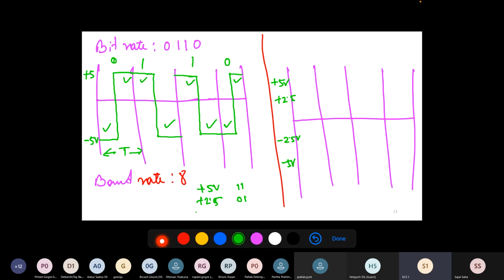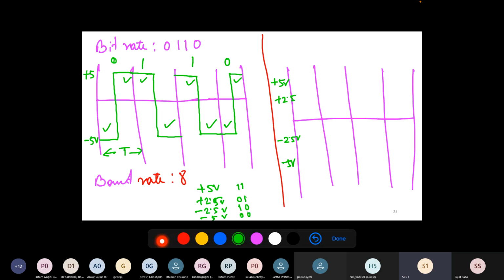Plus 5 voltage 1 1, plus 2.5 voltage 1 0, minus 5 voltage 0 0. It depends upon you. Instead of this, you can take any other combination. Plus 5 voltage as 0 0, plus 2.5 voltage as 0 1, minus 2.5 voltage as 1 0. It's up to you what combination you will take. Okay.